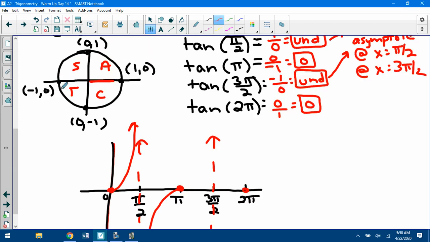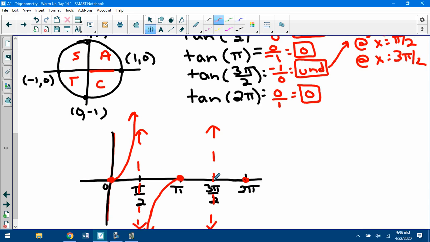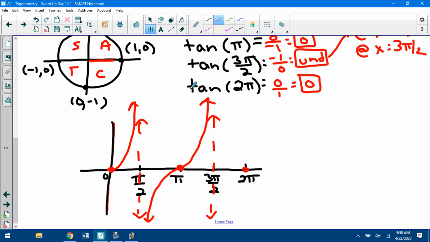How about between pi and 3 pi over 2? That's where tangent's positive. So from here to here, I have to be above the x-axis as I approach the asymptote because all my values are positive. And then finally, between 3 pi over 2 and 2 pi, tangent's negative again. So it's going to look like that.